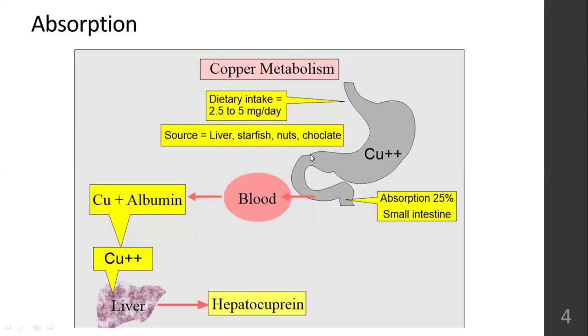If you have malnutrition, proper absorption of copper will not take place from the small intestine. And if there is a lack of protein, a lack of albumin in the blood, again, the copper will not be able to travel through the blood. Major sites of copper absorption are the duodenum and jejunum, the first two parts of your small intestine. And it is stored in the liver in the form of hepatocuprein. So this is what you have to remember.